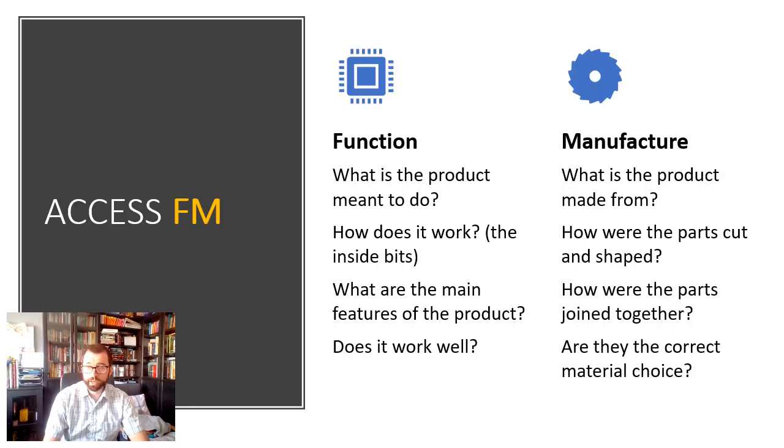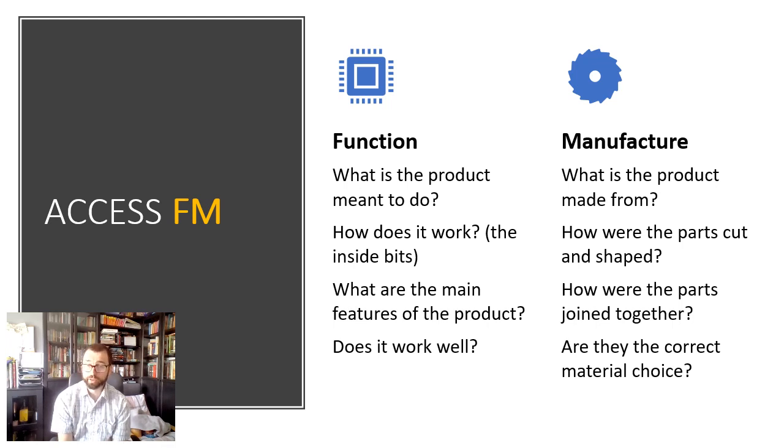And these are the big two at the end here. So we've got function and manufacture, F&M. The reason why these are important is because this is probably the most useful thing to take forward into your designing. What is it going to do and how might you make it? So what is it meant to do? How does it work? What are the main features and functions of the product? And does it work well? Or does it not? How can you tell if it works well?